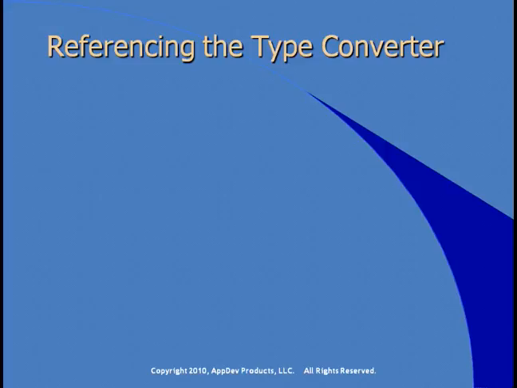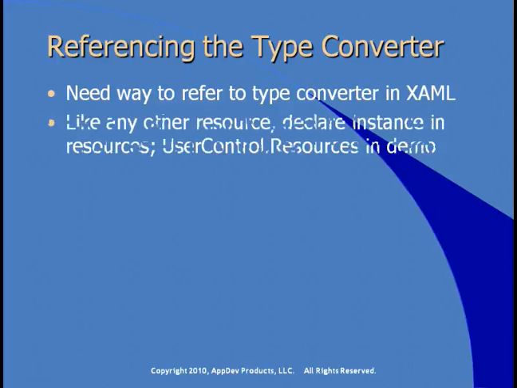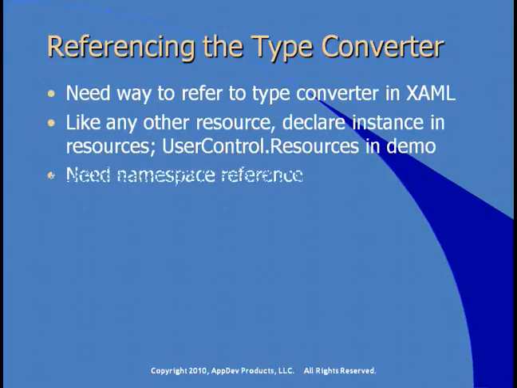Just to review, of course we need some way to refer to the type converter in the markup. Like any other resource, we can declare the instance in the resources. In this case, it's in the UserControl.Resources section. We need some way to refer to the namespace that contains this class. And to do that, we create within the user control an xmlns:local equals reference to a specific namespace.